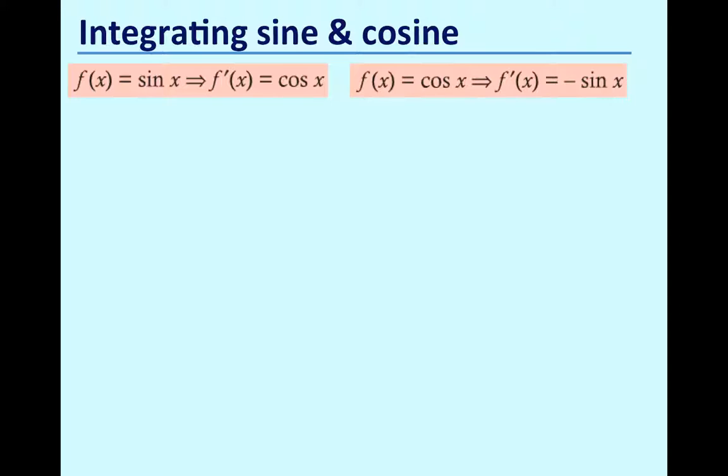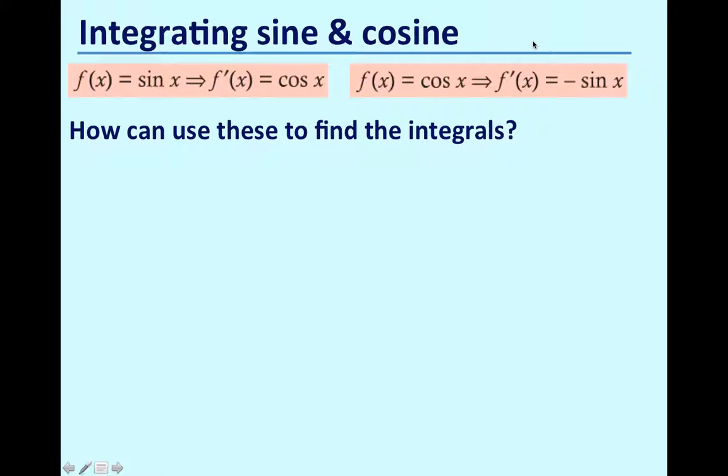So far in this section on trigonometric functions, we looked at differential calculus, and we discovered that the derivative of sine x was cos x, and the derivative of cos x was negative sine x. So what we're going to do in this section is to develop these in order to find the integral for sine and cosine.